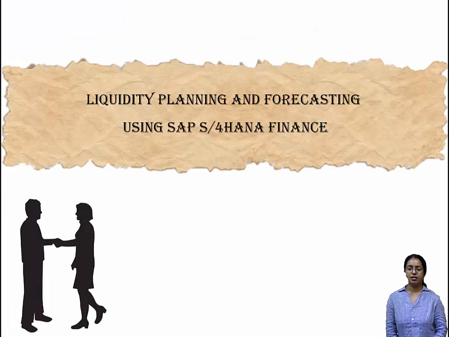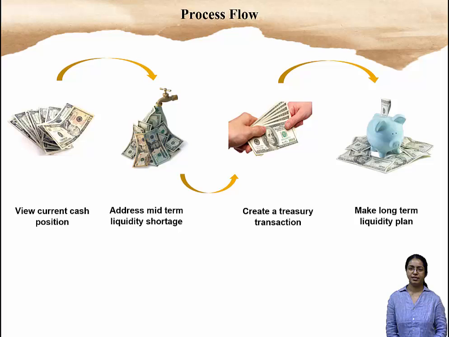With that context, we are going to talk about how liquidity planning and forecasting using SAP S4HANA Finance can be the solution to your problems. Here is the process flow that we are going to look at. We start with how you can view the current cash position in the system, followed by viewing the 90-day liquidity forecast so that you can take action and address the midterm liquidity shortage that you might be facing. Next, we show you how you can create a treasury transaction in the system, and thereafter look at how you can create a long-term liquidity plan.